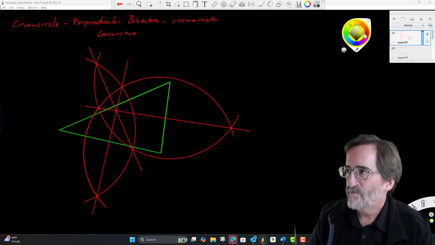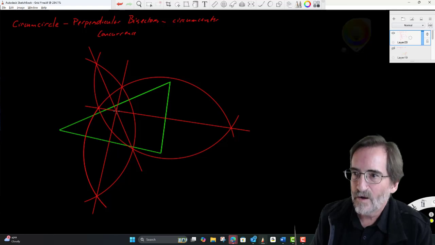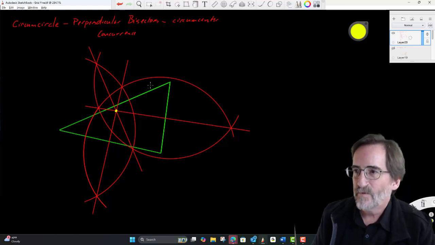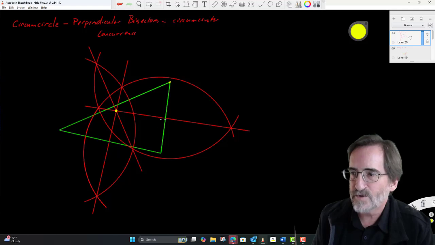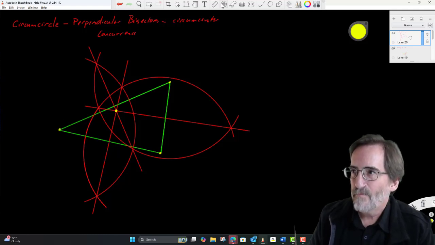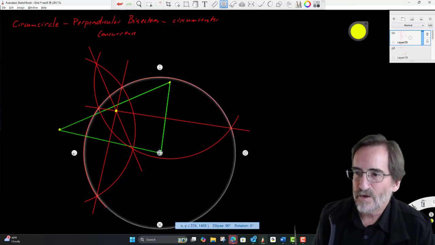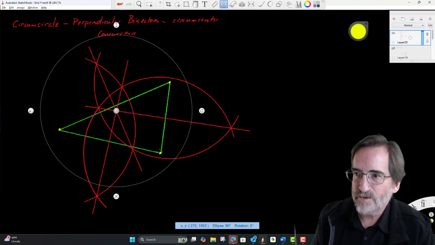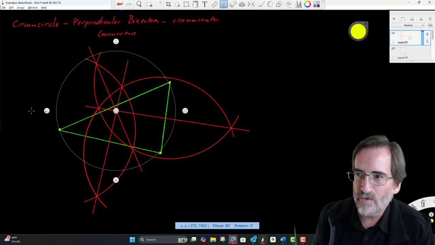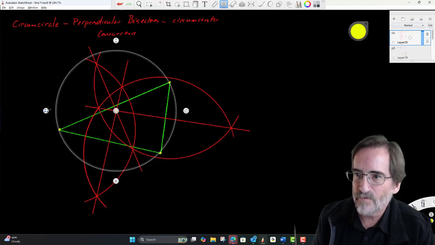Okay? Right here. And this point is called the circumcenter. Okay? Luckily, I don't have to find the points that the circle is going to go through. The circle is going to go through all the corners, all the vertices. Okay? And so here we go. Let's put our compass on the center and line up the circle with one of the corners, and hopefully it's going to line up with all of them.